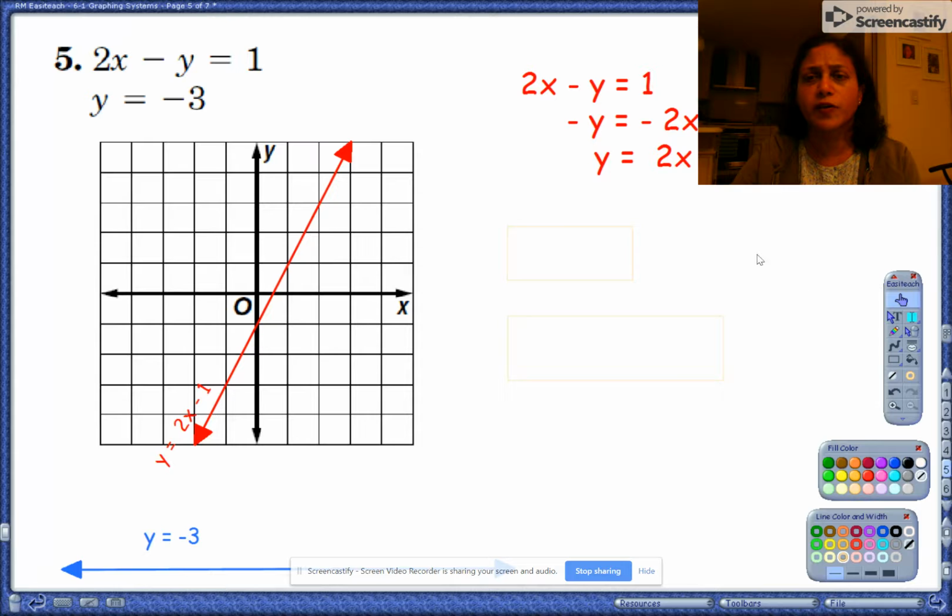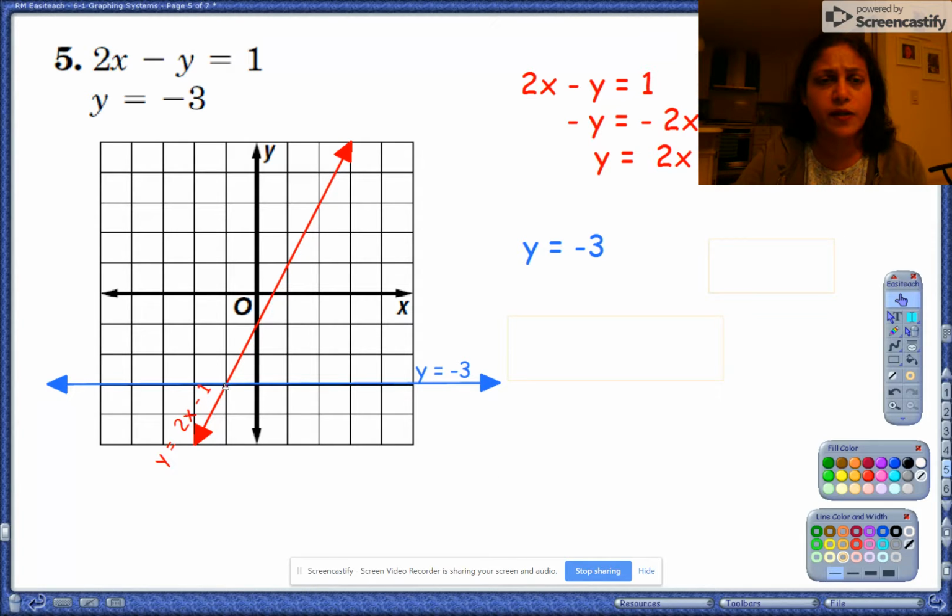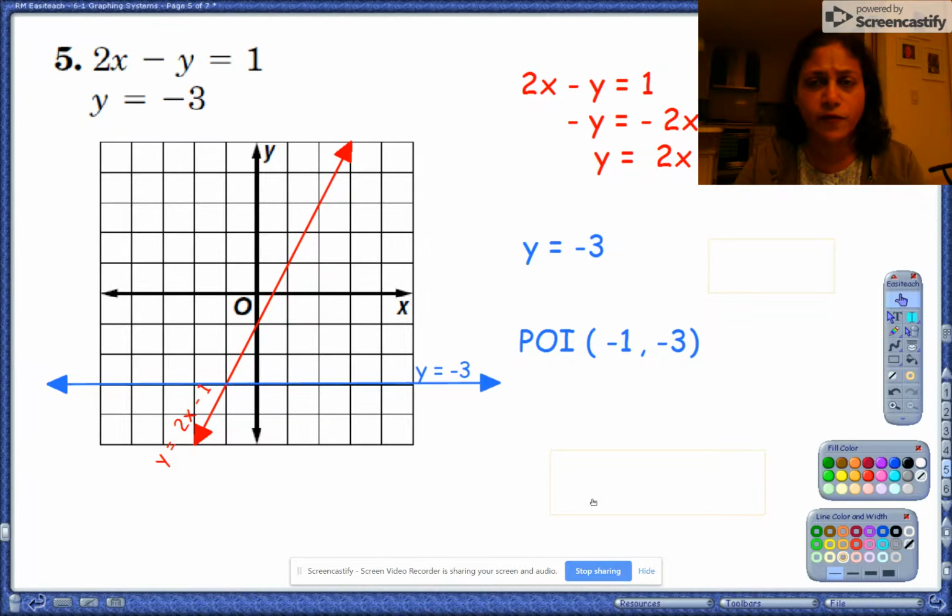And then we move on to the second line. The second line is simply y is equal to negative 3, which happens to be a horizontal line at negative 3, and label that. And if you do this right, it turns out that the point of intersection is at negative 1, negative 3. And I want you to write POI as a short form for point of intersection. And that is the solution.